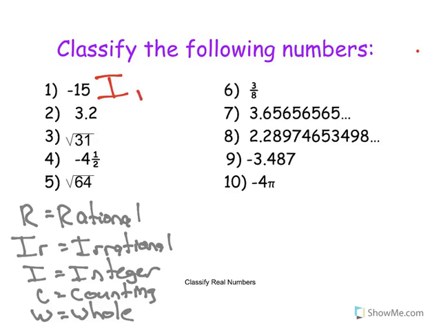And again, every number must be rational or irrational. It is rational. Could I write it as a fraction? Absolutely: -15 with a denominator of 1. So it's an integer and a rational number.